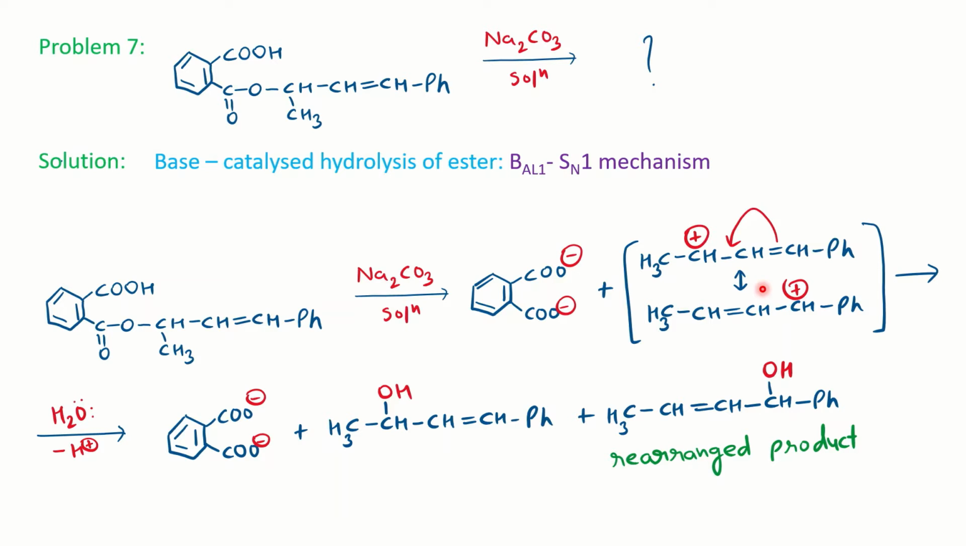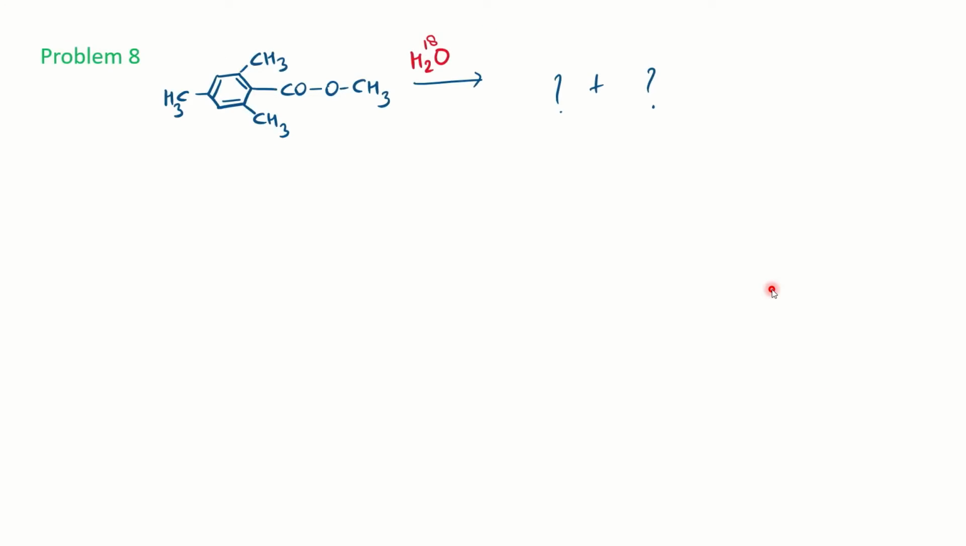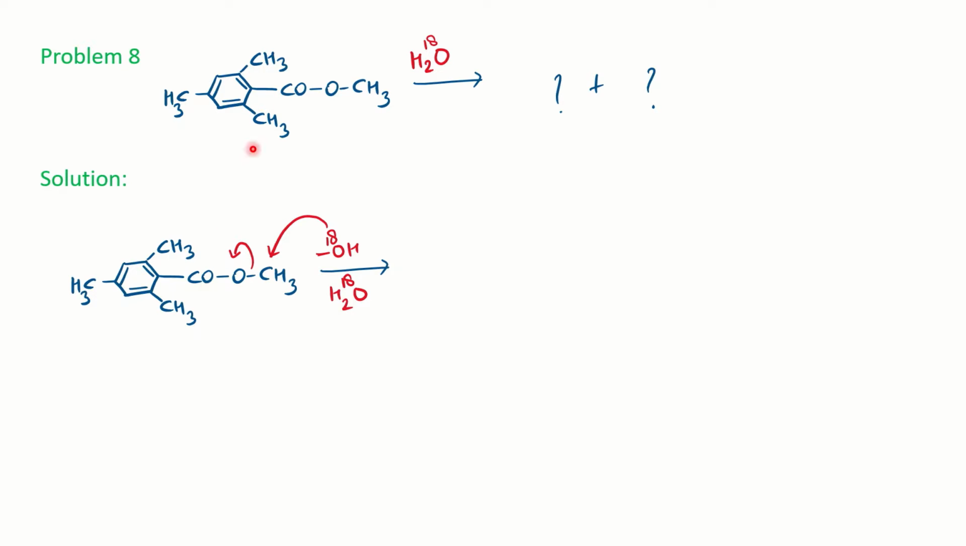So I hope now you are getting how to figure out the type of mechanism. And this is going to be the last problem in today's discussion. You can see here you have isotopic water to identify whether the isotopic oxygen remains with the acid or with the alcohol. Two products, one is acid, the other is alcohol. Now you have to look carefully. You have a sterically crowded ester here. Now what is the possibility if you have a sterically crowded ester?